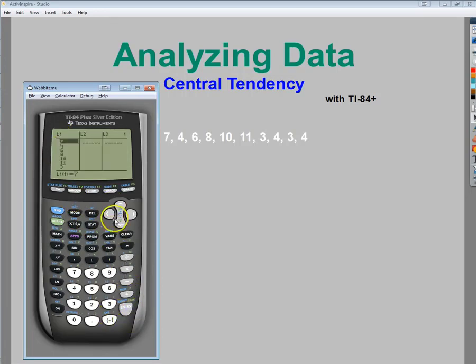I've already typed it in. You don't have to put it in order before you type it in. In fact, in the Edit menu that I was just on, it has Sort A, which is sort ascending, so the numbers go from smallest to greatest, or Sort D, which is sort descending, so it goes down.